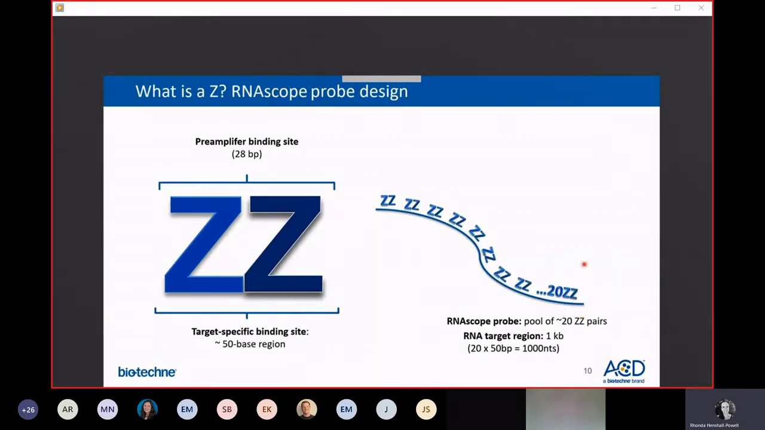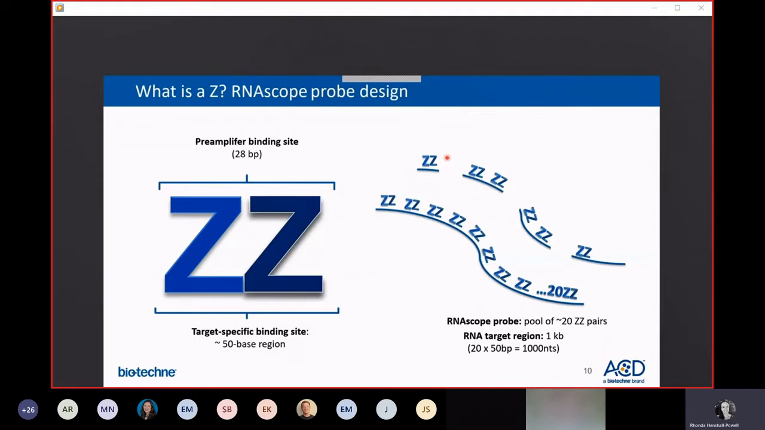However, you don't need all 20 of these ZZ pairs available to you to bind to your target RNA to see signal. You need a minimum of only about 6 ZZ pairs to bind. So with all that redundancy built into the probe design, it stacks the deck in your favor of being able to see signal even if the RNA in the sample is somewhat degraded or fragmented.